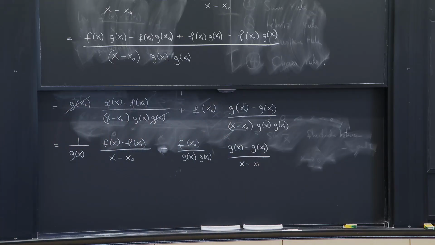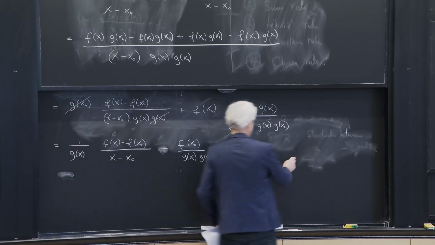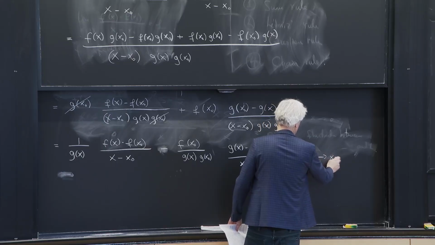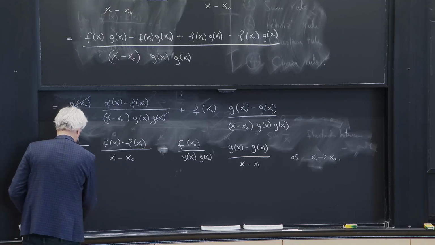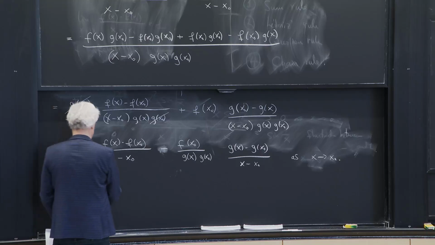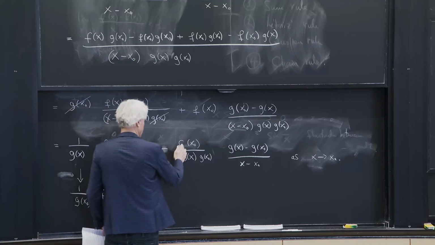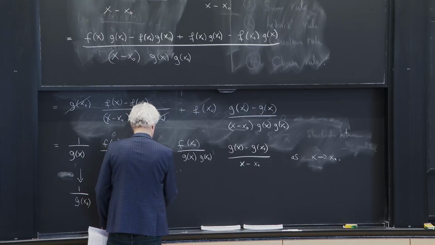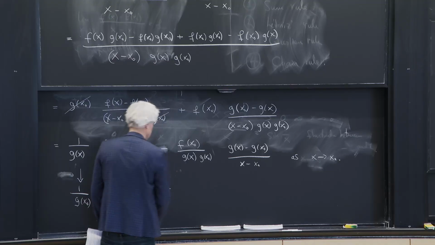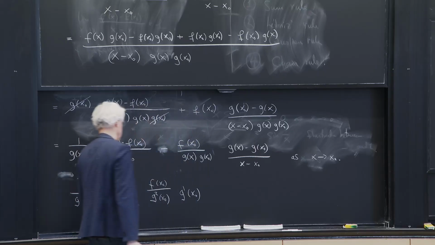Okay, and now you see that as x goes to x0, well, this one here, the function was differentiable, so it's also continuous, so this goes to 1 over g of x0. This one here just goes to the derivative at x0. This one here goes to, again because the function is continuous, minus f of x0. And then what I wrote before as g squared is g of x0 times itself. And then this thing here goes to the derivative of g at x0.